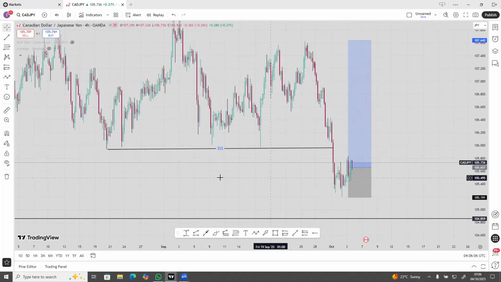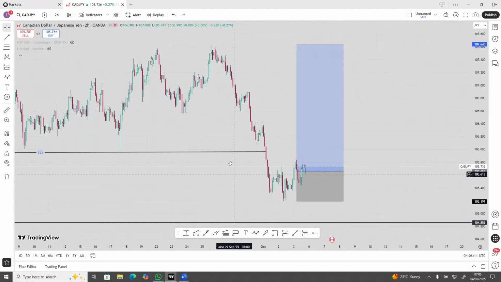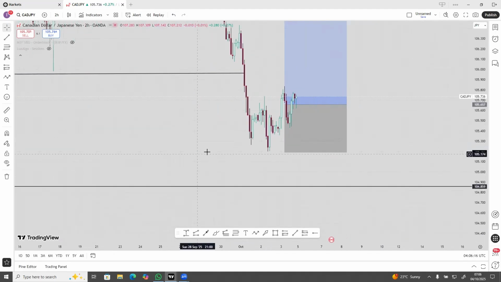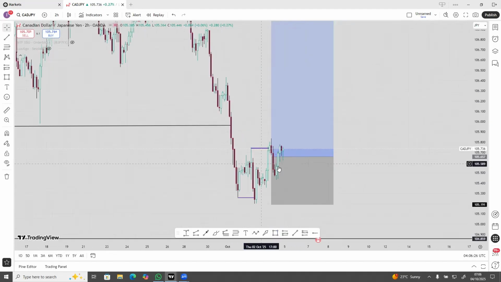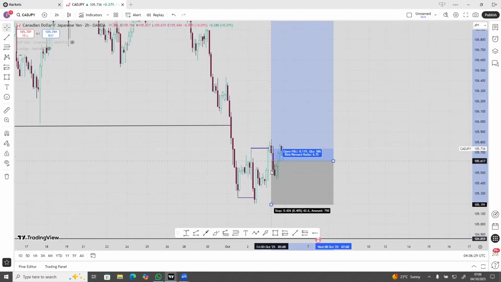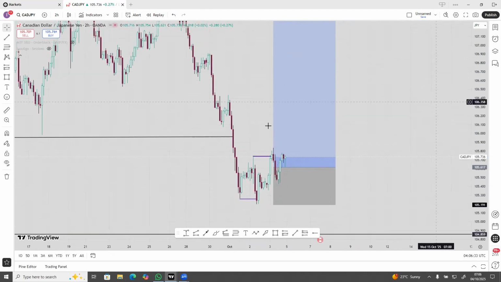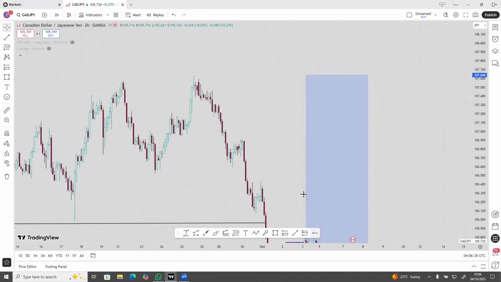Sweep that liquidity. Also, it shifts structure on the 2 hour. If we shift our time frame to 2 hour, we can see a clear market shift. Here there is a sweep, and then you get a shift on 2 hour, and a fair value gap up. Also, we enter on Friday a long position from that point, and then we are targeting this buy side liquidity.